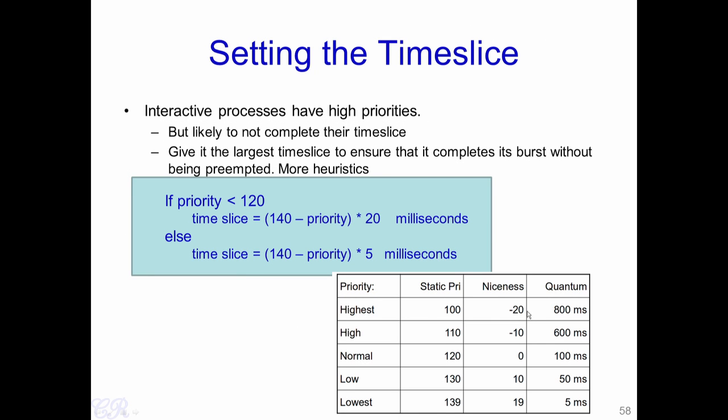If you look back at the table over here, you see that going from a priority of 100 to 110 has a time quantum difference of 200 milliseconds. However, going from 130 to 139 has a time slice difference of just 45 milliseconds.